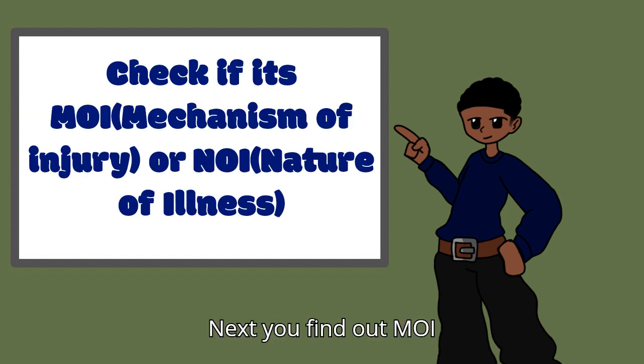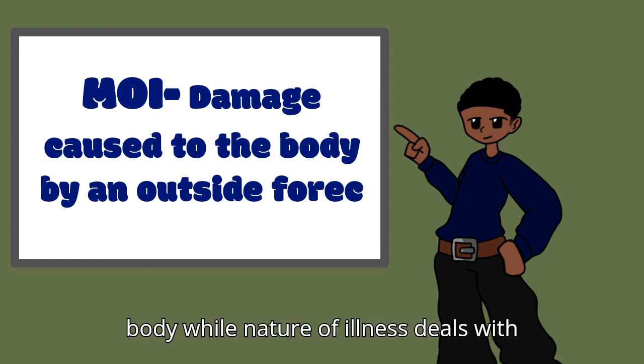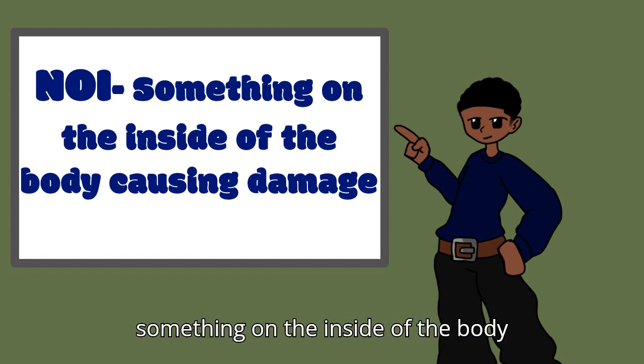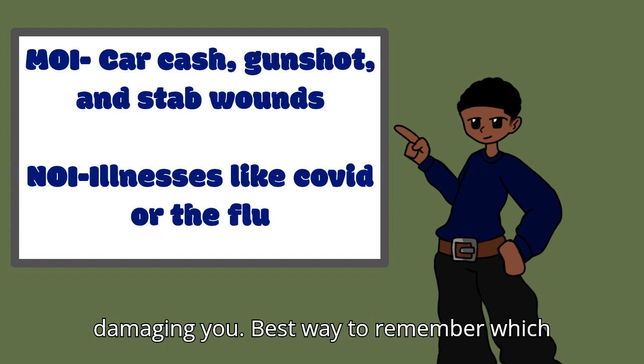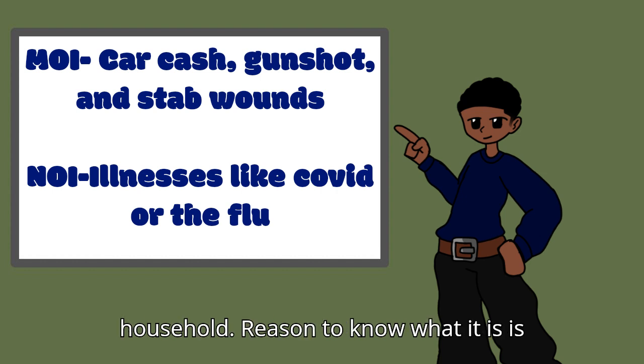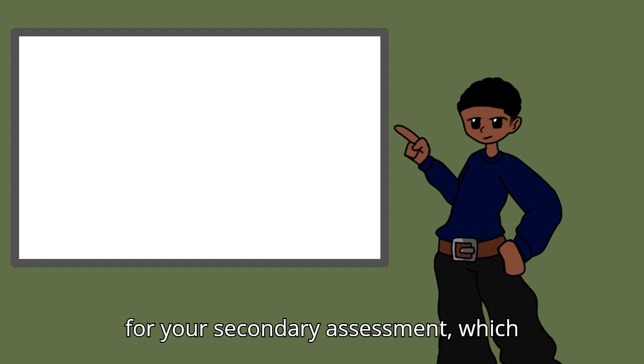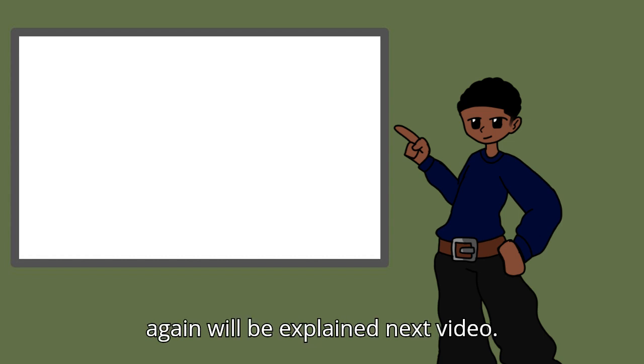Next, you find out MOI, mechanism of injury, or NOI, nature of illness. To quickly explain, mechanism of injury is an outside force that caused damage to the body, while nature of illness deals with something on the inside of the body damaging you. The best way to remember which is: MOI deals with things like stab wounds and NOI deals with things like the common house cold. The reason to know what it is, is that it lets you know what you do for your secondary assessment, which again will be explained next video.